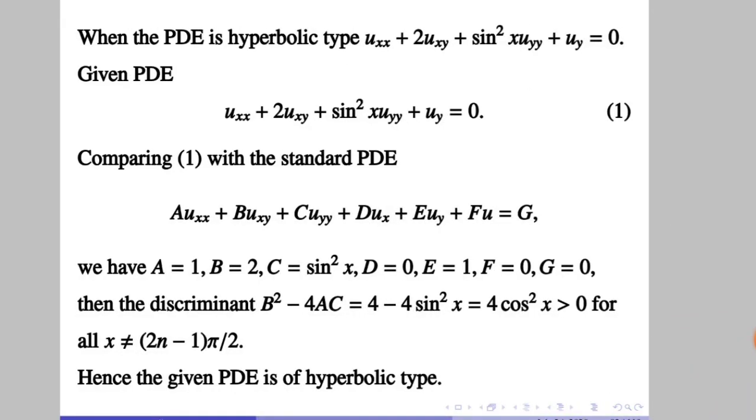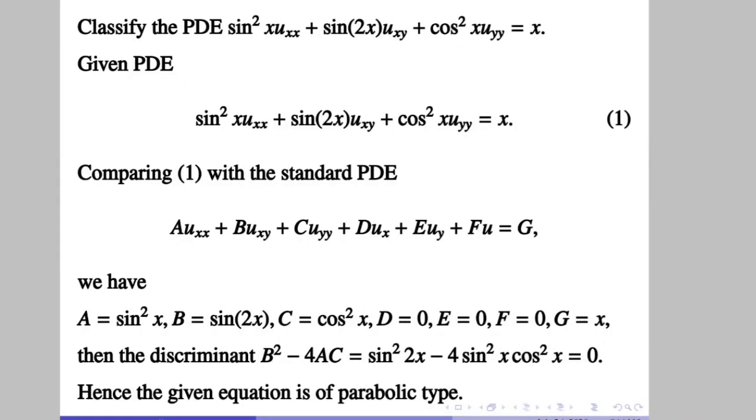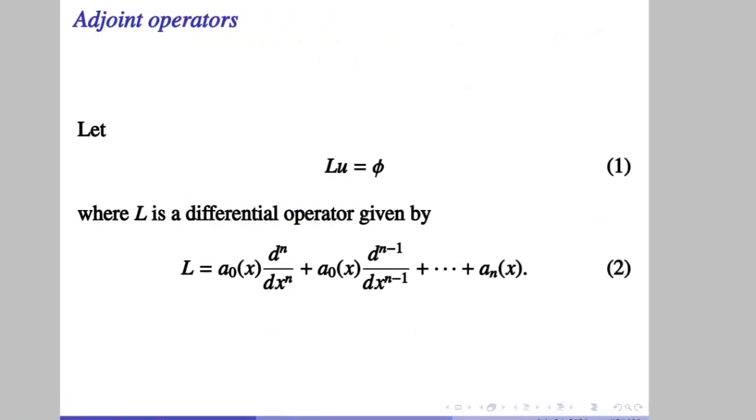For another equation, we have cos square x greater than 0, and x cannot take this value, because if it takes this value, then it becomes 0, so it is parabolic, otherwise it is hyperbolic. Another equation is parabolic, and another equation is parabolic. So many examples.